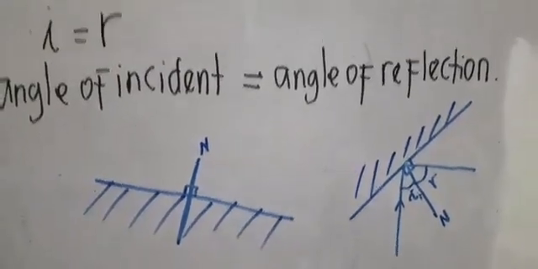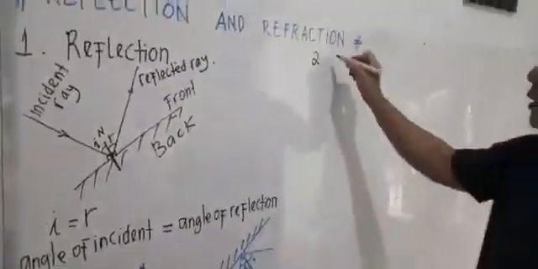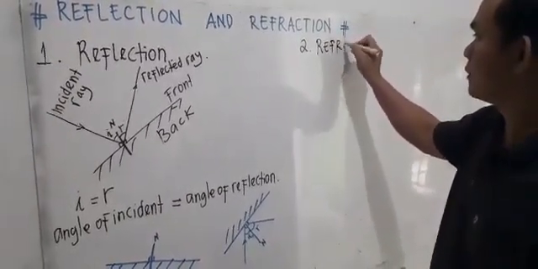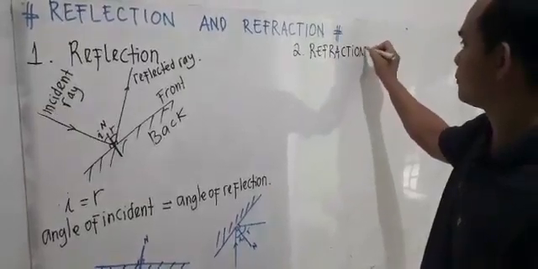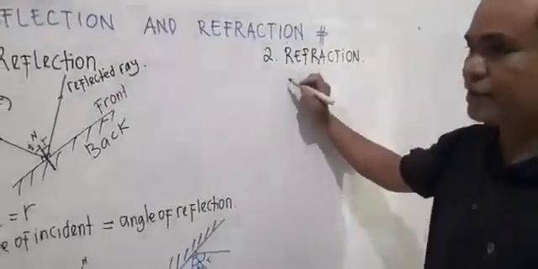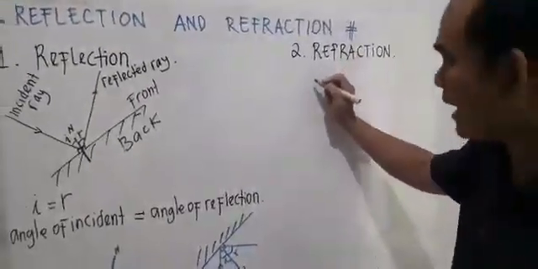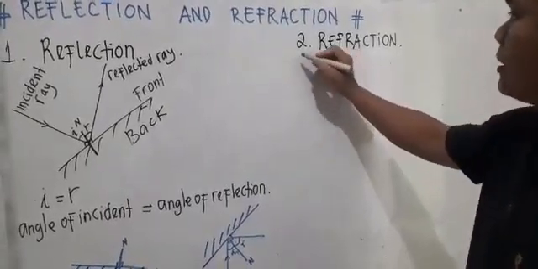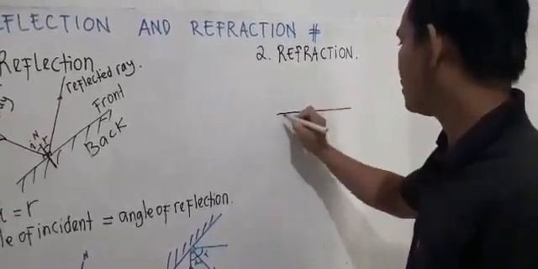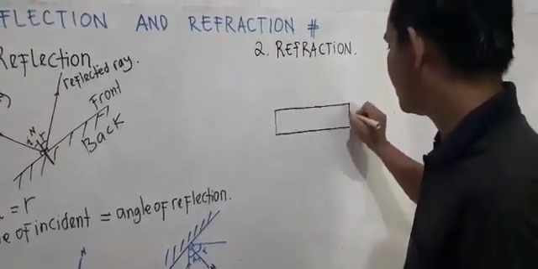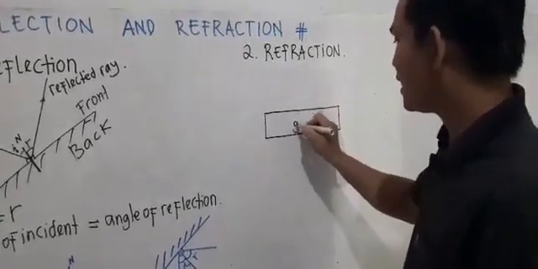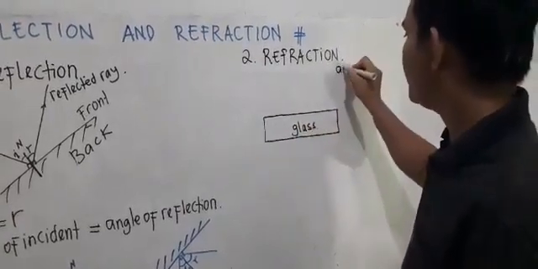Okay, number 2, refraction. So what is refraction? Refraction of light is the bending of light. I told you that refraction is the bend of light. It happens when light comes through the surface or through a different medium, like glass and air.